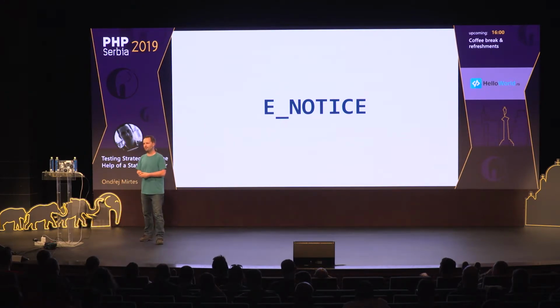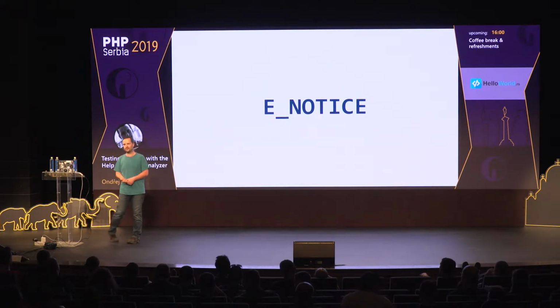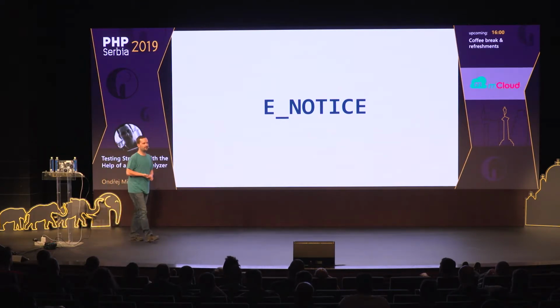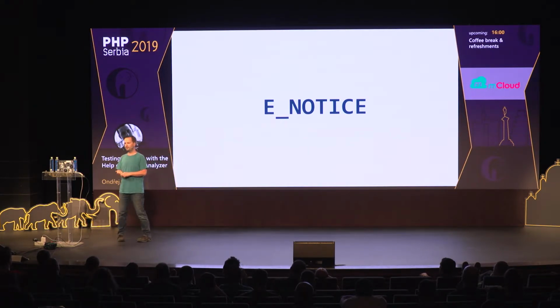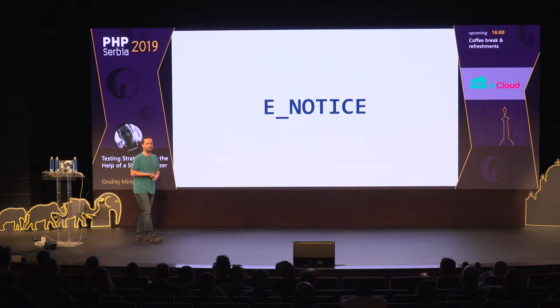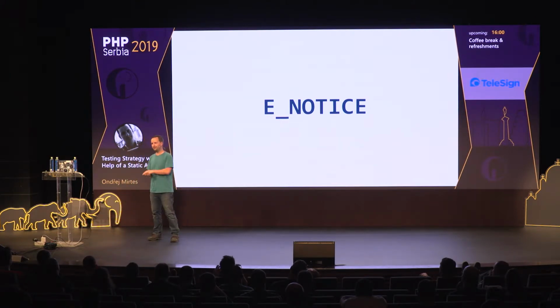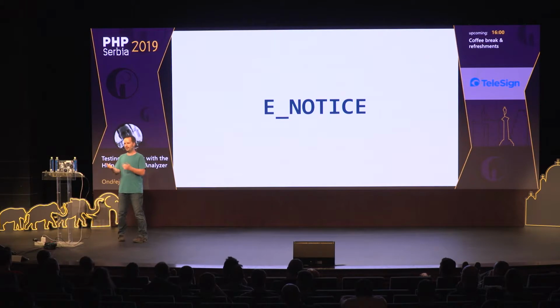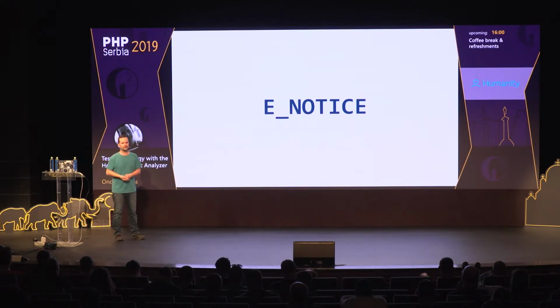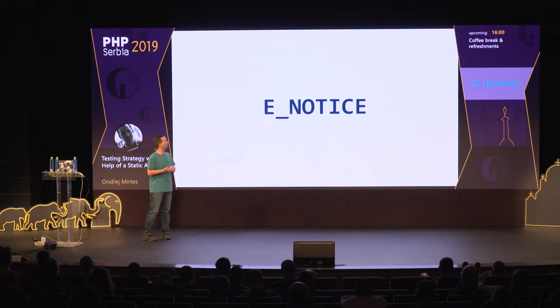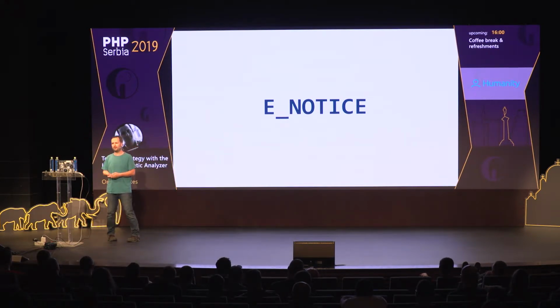Because notices mean that we are accessing undefined variables, we are accessing undefined array keys, and the code becomes very unpredictable. So when you access an undefined variable, the execution of your code actually continues, and it uses some, I don't even know, like from my head, what kind of value does it use? Does it use an empty string, or does it use null or something like that? I really don't know. And you shouldn't actually rely on this behavior, and you should fix your code so that it doesn't generate any notices.